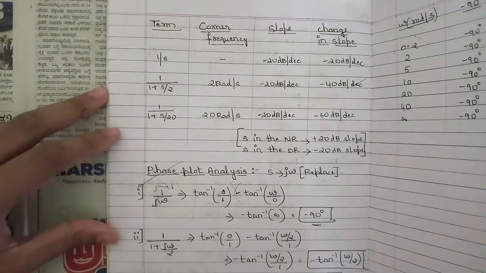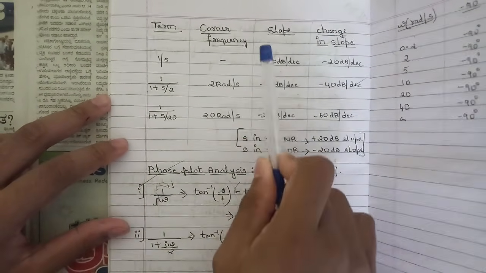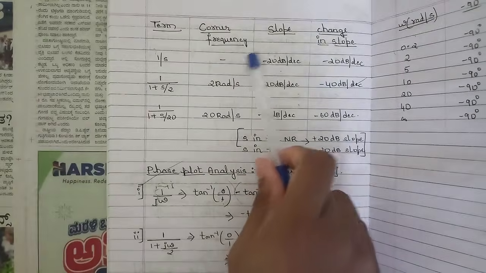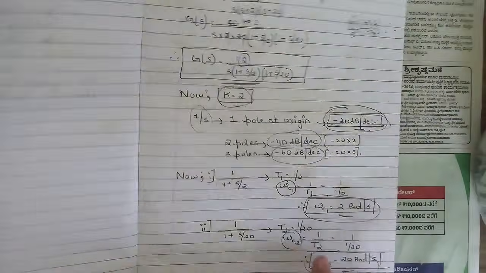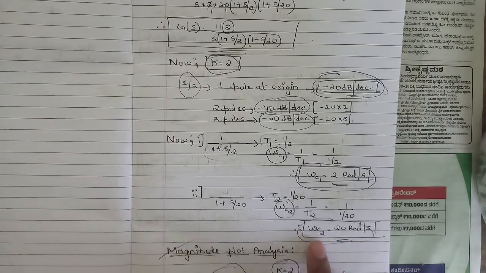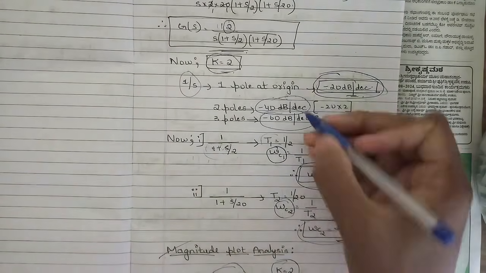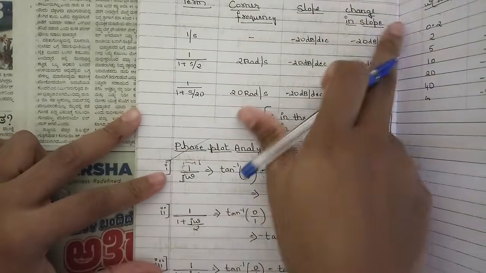Then we should be creating a table like this of term, corner frequency. That omega c, those are all the corner frequencies. Then slope, then change in slope. Sorry, this is not a crossover frequency. These are all the corner frequencies. By mistake I told it as crossover frequency, it is corner frequency. Omega c1, omega c2 are the corner frequencies. Then slope, change in slope.